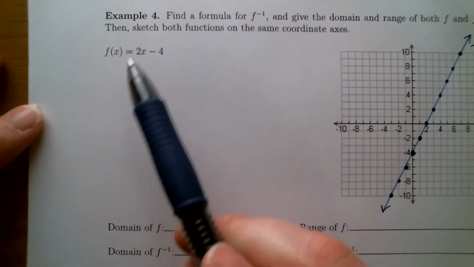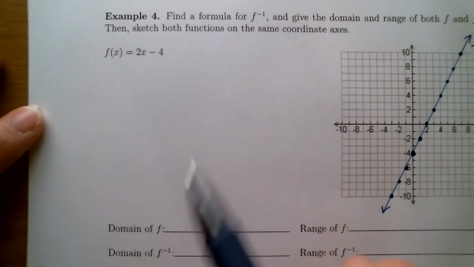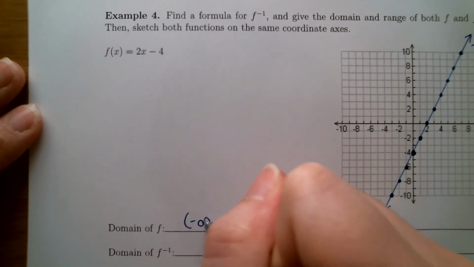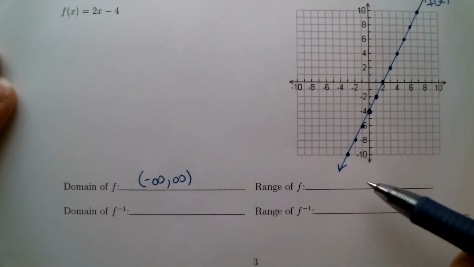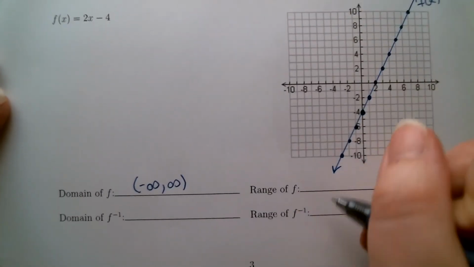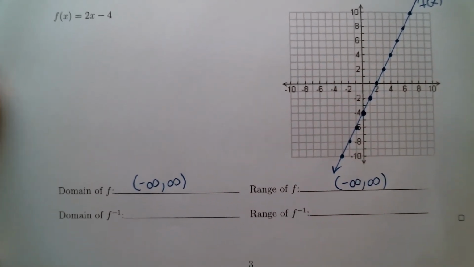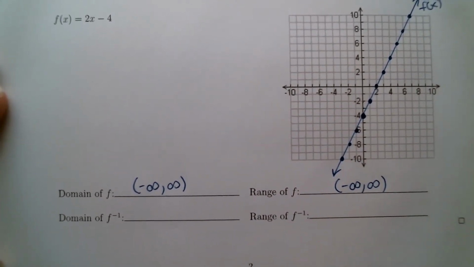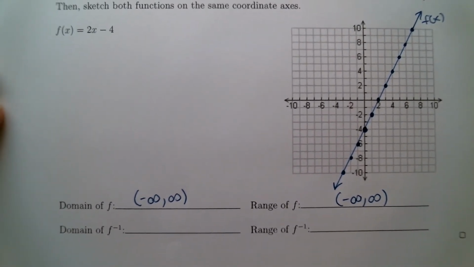And also, this is a polynomial, okay? No division, no square roots. So the domain is going to be all real numbers. And range, your lowest point's -infinity, your highest point's +infinity, so also all real numbers. Okay. So that's all the information we need for the original function.